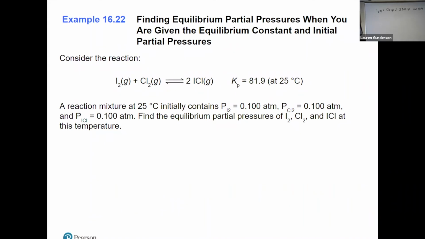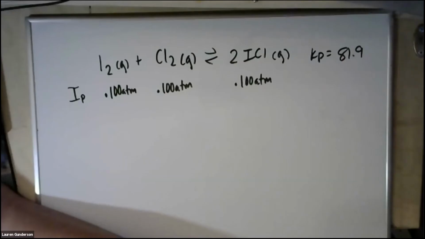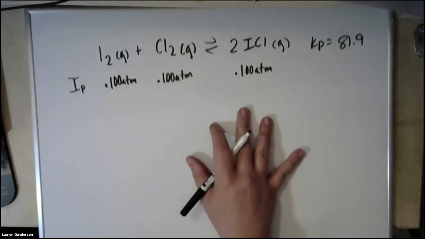All right, so here, oh, this one's nice and this one's interesting. So our initial pressures here, call it IP since we're dealing with pressures. Not that you really have to. But we have 0.1 ATM of the iodine. Oh, we have 0.1 of everything. Okay, that's our starting.